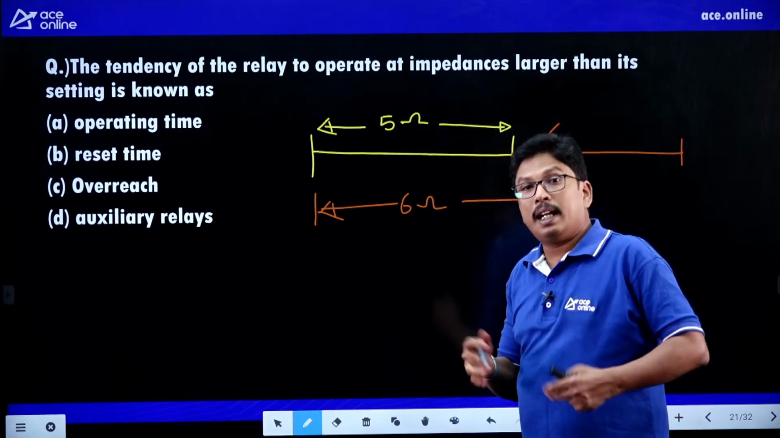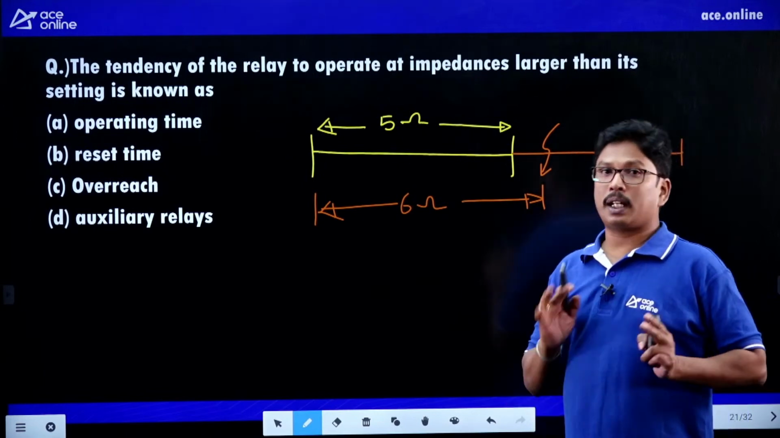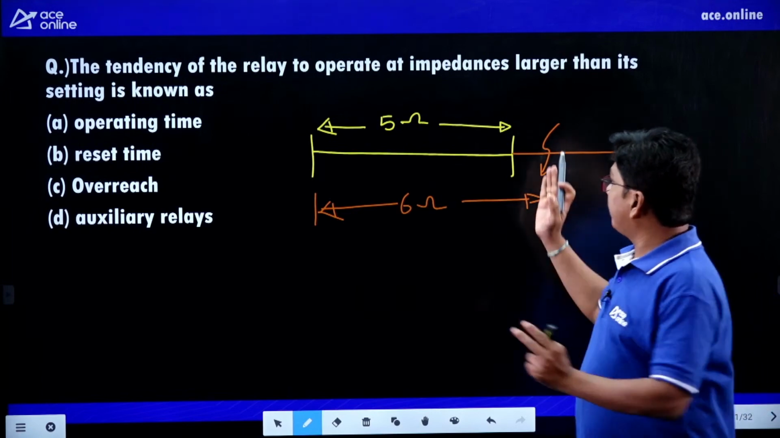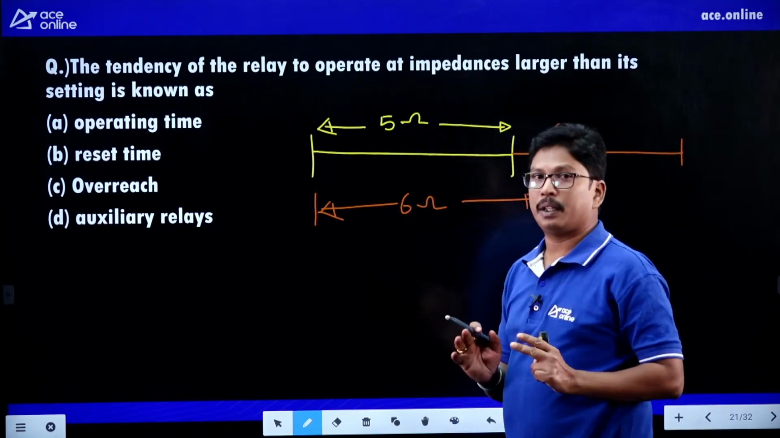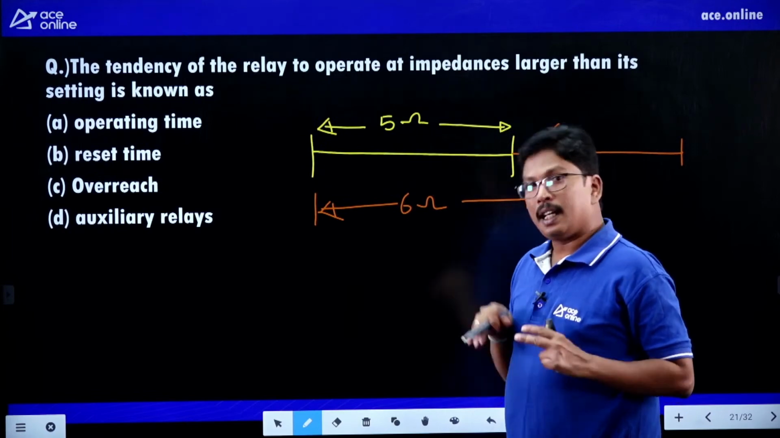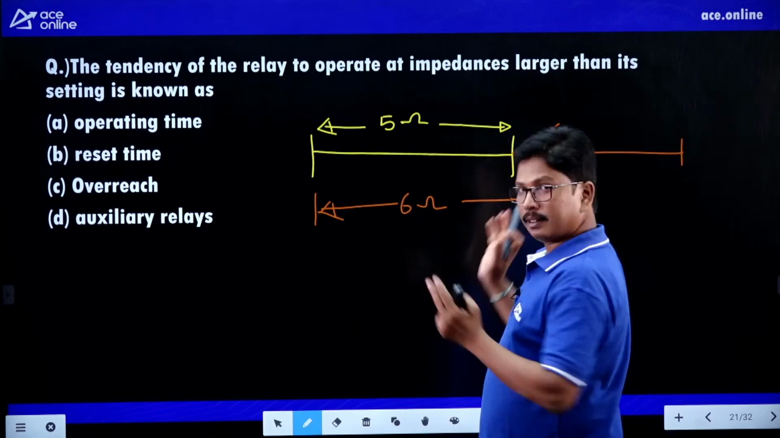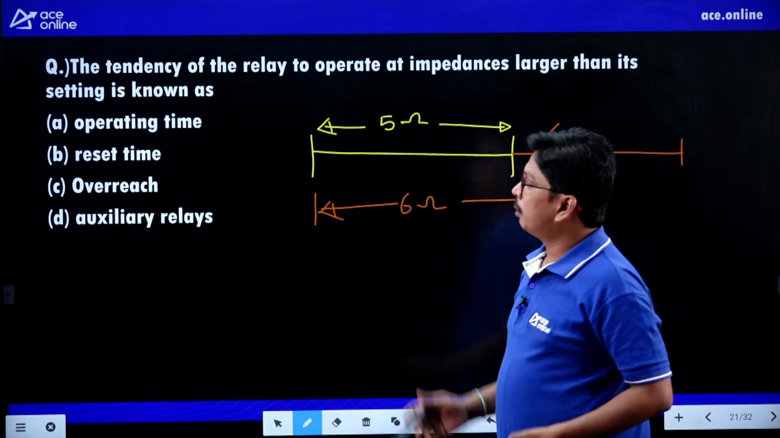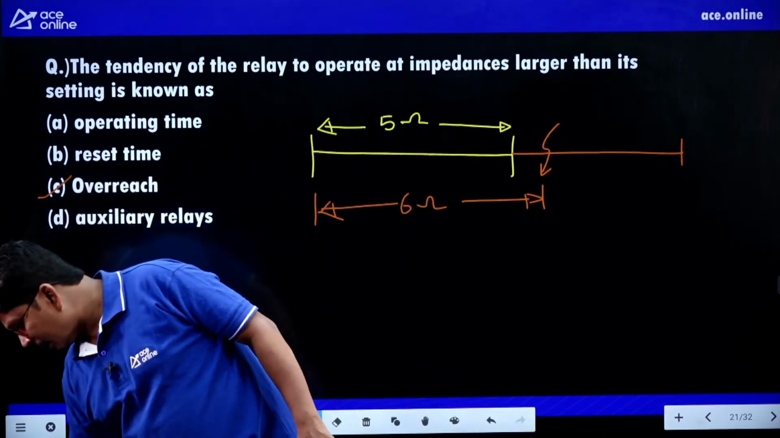Now tell me, if the relay operates for 6 ohms, then is it called underreach or overreach? If the relay is not operating for faults which are less than 5 ohms, then it is called underreach. They are saying the relay is operating for faults which are more than its set impedance, then it is called overreach. Clear everybody? Overreach.